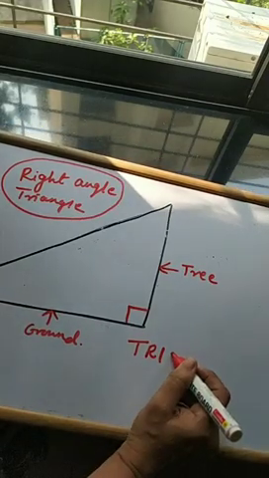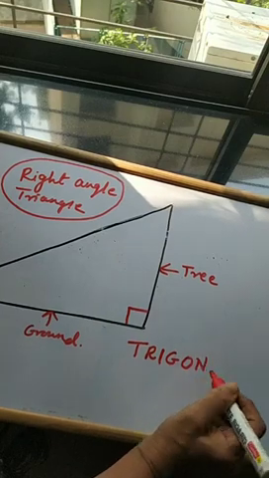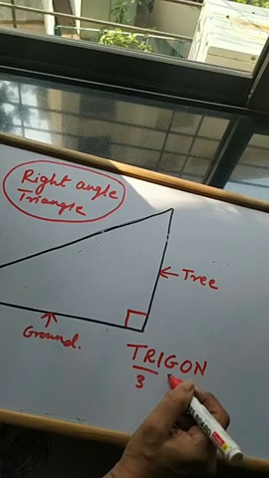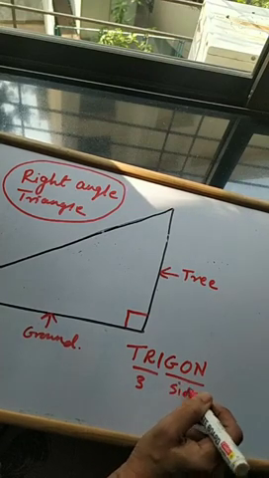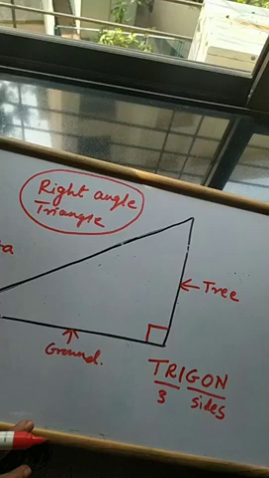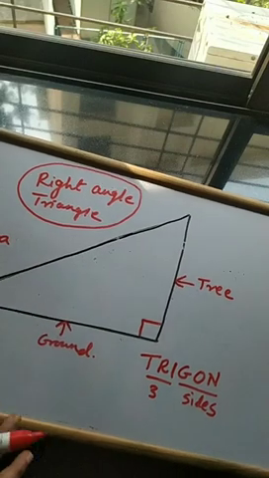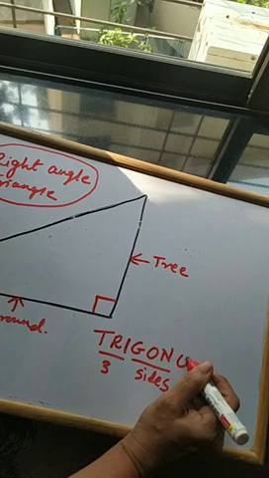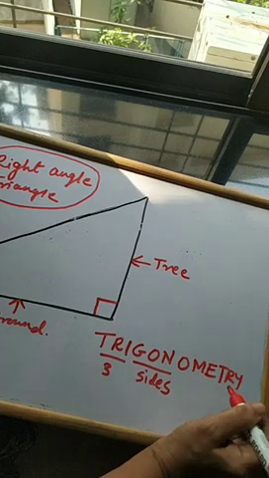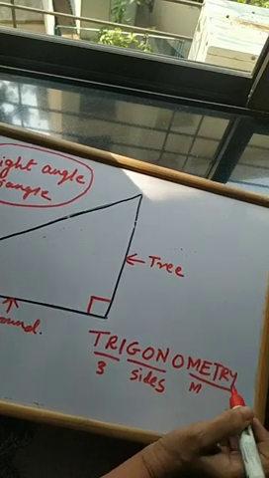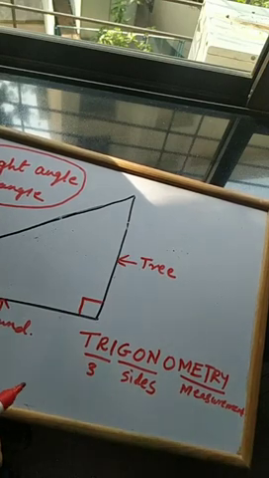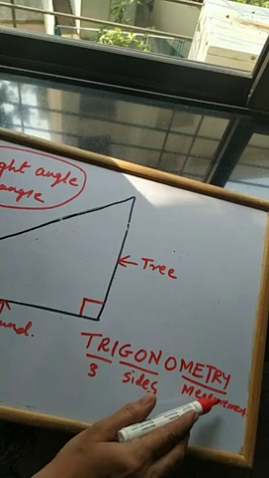Then there is GON. Tri means three. GON means sides. And we are going to measure the sides of this triangle by using this study, which is called as O-metry. O is just a joining part and metry means measurement. So the new word that is formed is trigonometry.